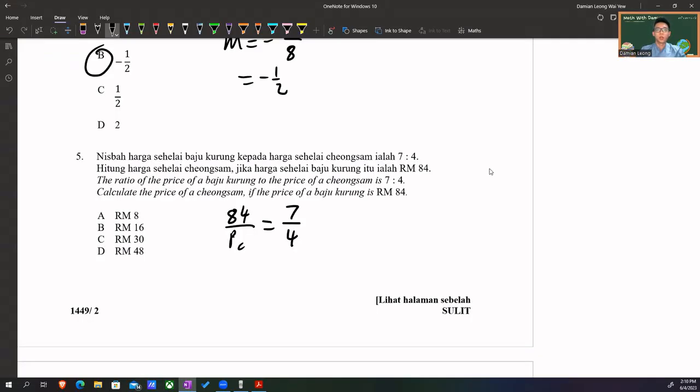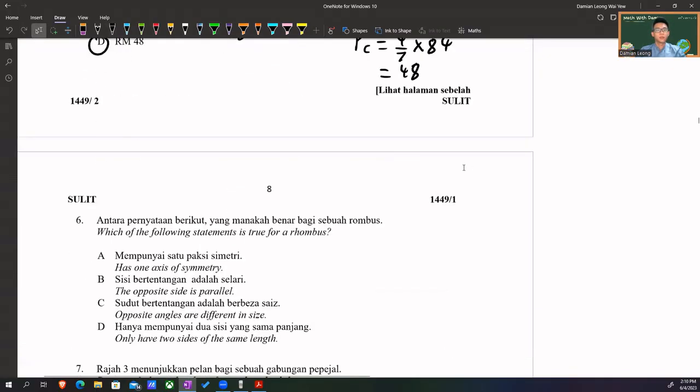If you find it hard to solve a fraction, like where your unknown is at the bottom, what you can do is you can flip the whole fraction around. That makes it a lot easier. Flip both fractions around. That makes it a bit easier to calculate. Just bring over the 84. Divide become times. So it's 48. 48 ringgit. Okay, that is question 5.